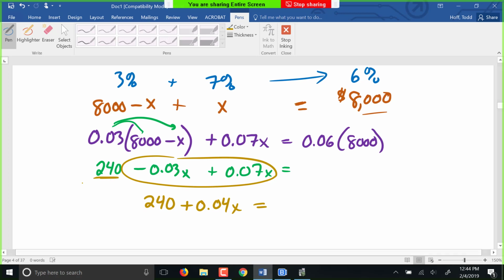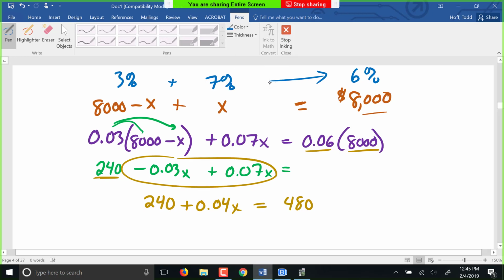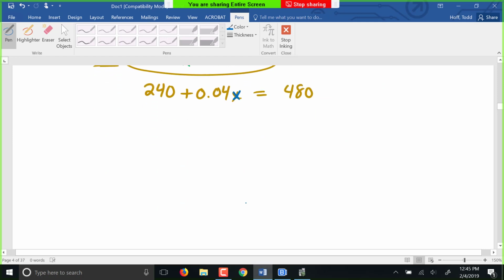We've combined everything we can on the left side, so we go to the right side. 0.06 times 8,000 is 480. So we've combined everything we can on the right side. Now that we've combined everything, we check to make sure that the variable is only on one side. And here it is, our x is just on the left side. So what's our next step to solve this? Subtract 240, good.